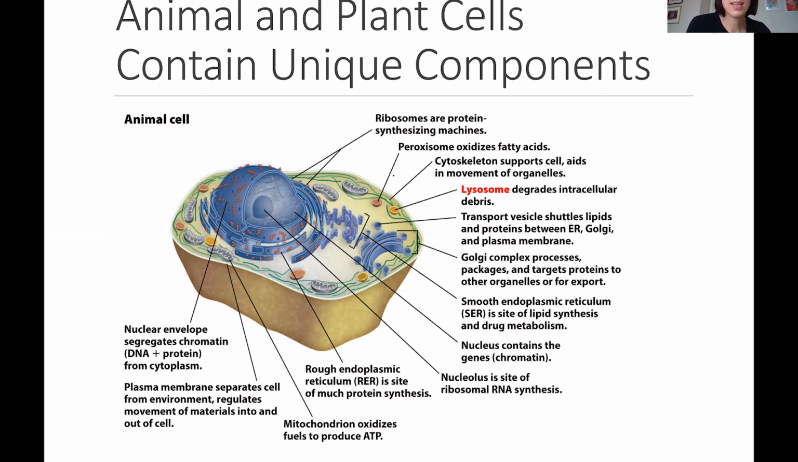So here you can see most of these organelles are pretty typical of a eukaryotic cell. Ribosomes in general are shared across eukaryotic cells, the nucleus and nuclear envelope where we have our DNA, plasma membrane, the rough ER and smooth ER, Golgi, peroxisomes. Now, one thing that is different here, highlighted in red, is a lysosome. Lysosomes are areas that degrade cellular debris, and these are very specific to animal type cells.